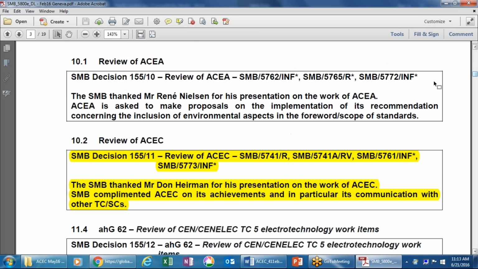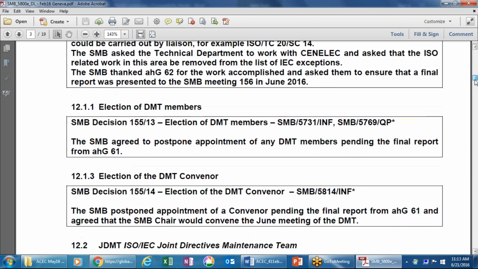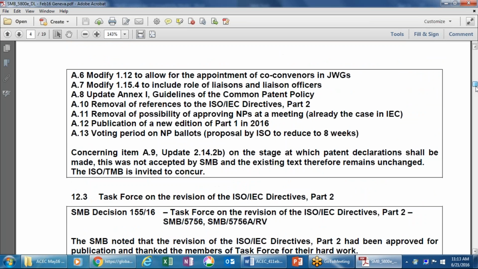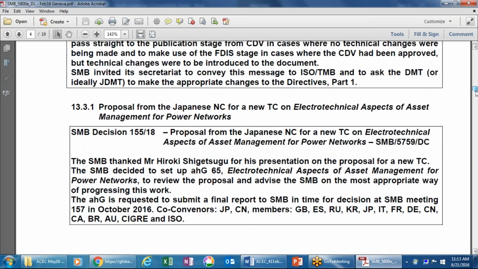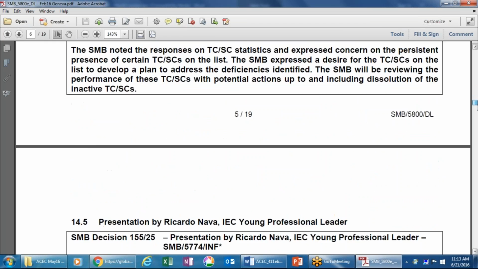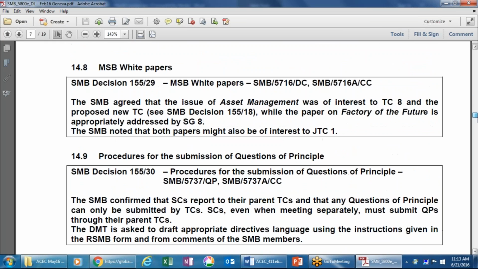And for example, in my ACEC report, I was thanked for giving it and complimented for us reaching out to the TCs. Normally, I would go through and see if there are any others, and I'm just scrolling fast, so don't let that bother you at the moment. But it turns out that at this particular meeting, there were few. Let me just go to the end and see how many.